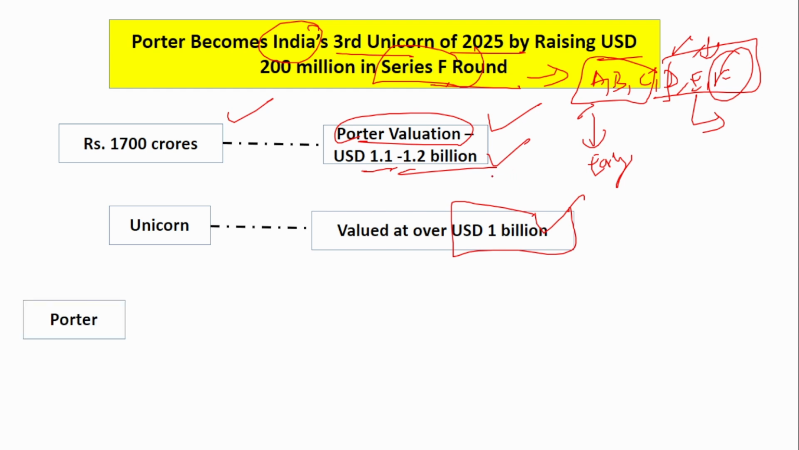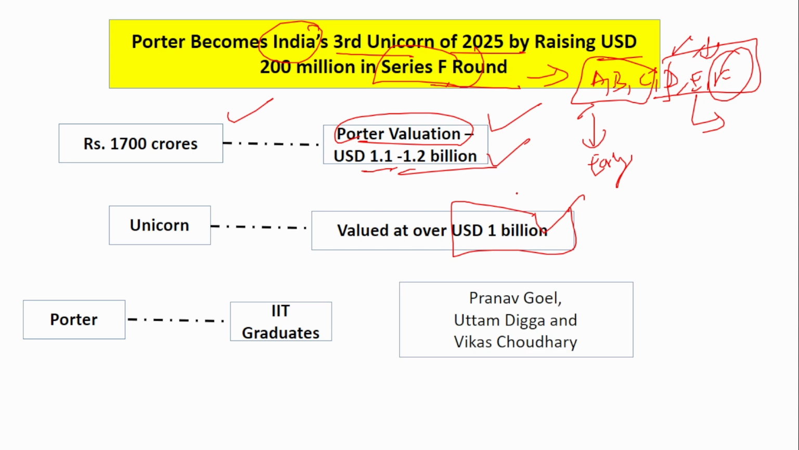And who founded Porter? It is three people: Pranav Goyal, Uttam Diga and Vikas Chaudhary. Together they founded this Porter app. Porter generally helps in logistics. Just like packers and movers, if you want to send any goods to another place, you can do it via Porter.